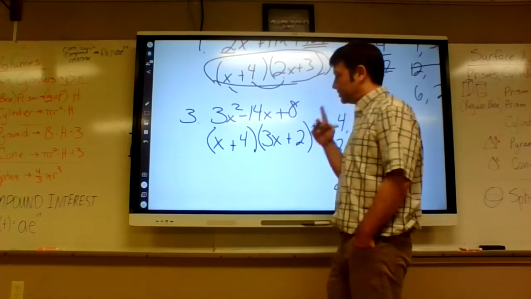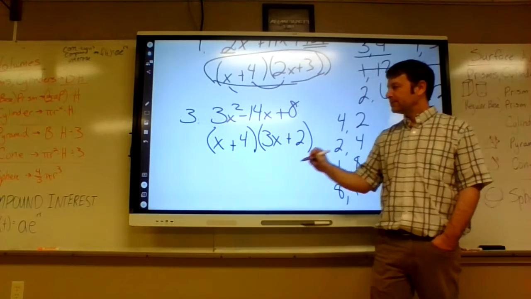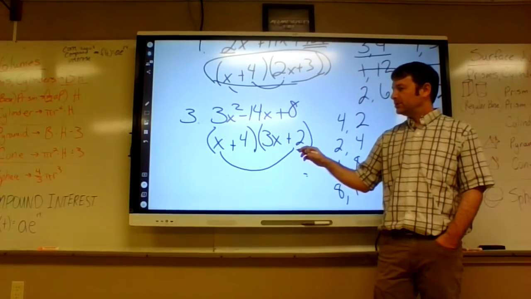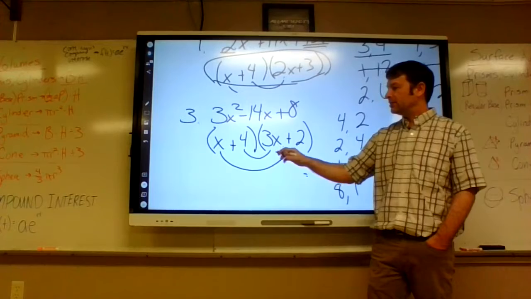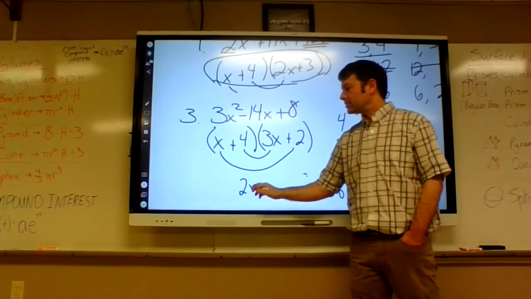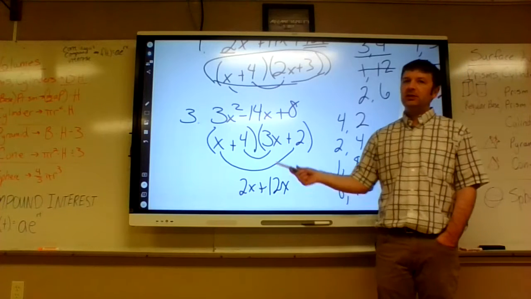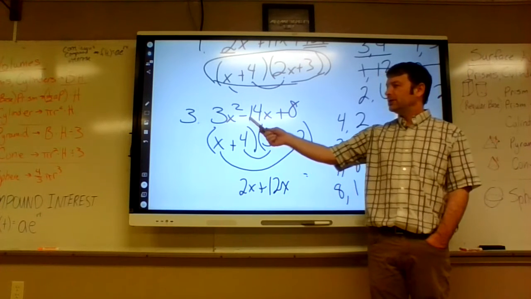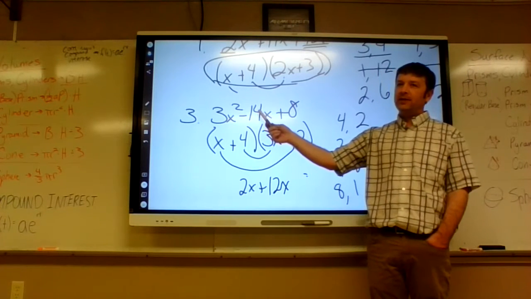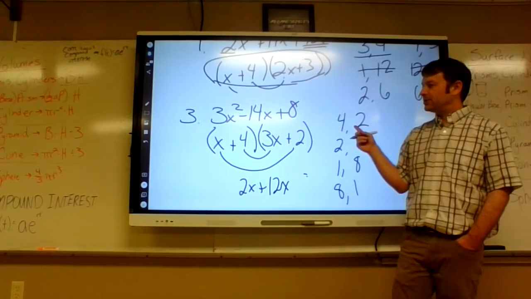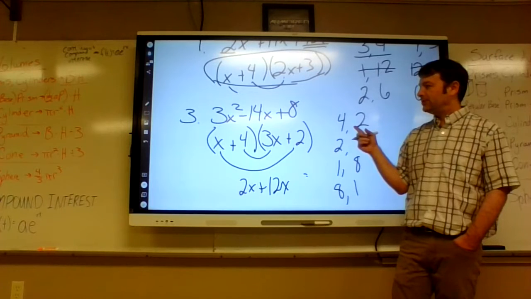I think you got lucky on this one. Okay, what's the outside? x. 2x. Inside, 12x, which together makes 14x. Is that what I wanted? No, not quite. Sorry. Close. Minus 14. You know what else goes into 8 besides 4 and 2?